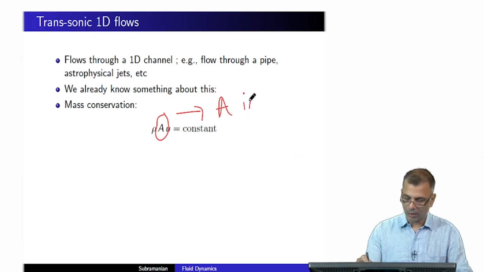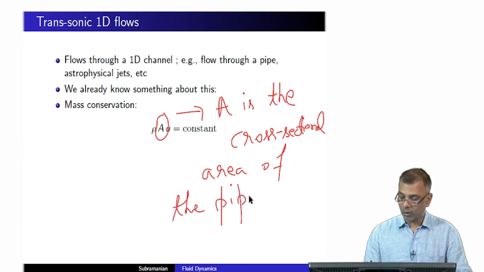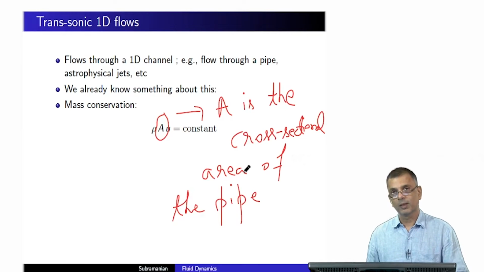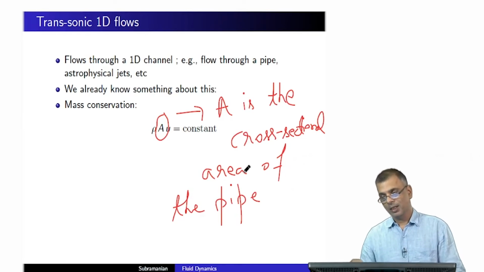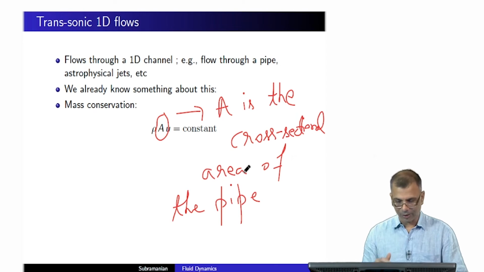A is the area of the pipe, which we allow to vary. A can vary with x. You can transition from a thin pipe to a thick pipe. This is the main thing, right?